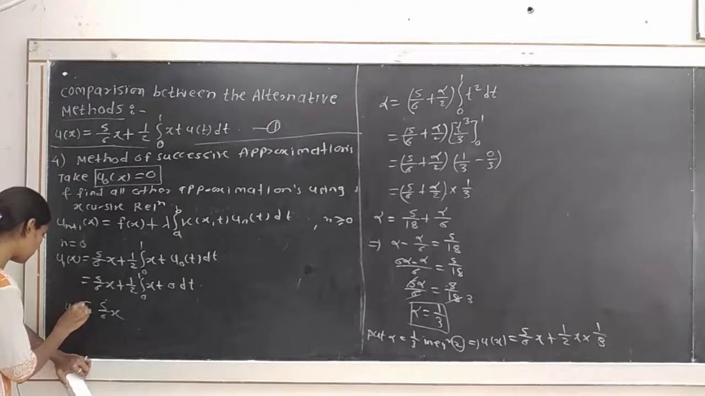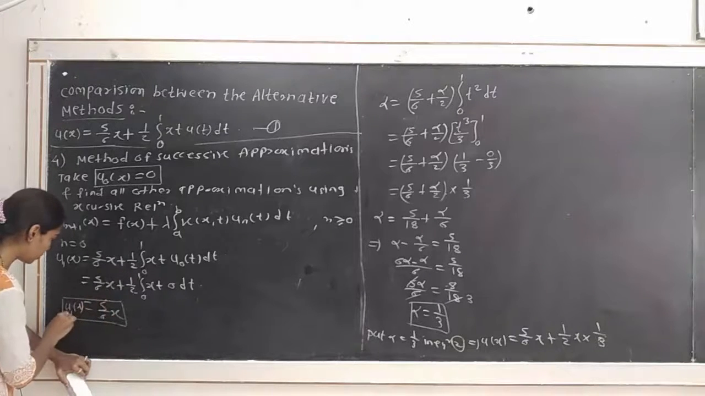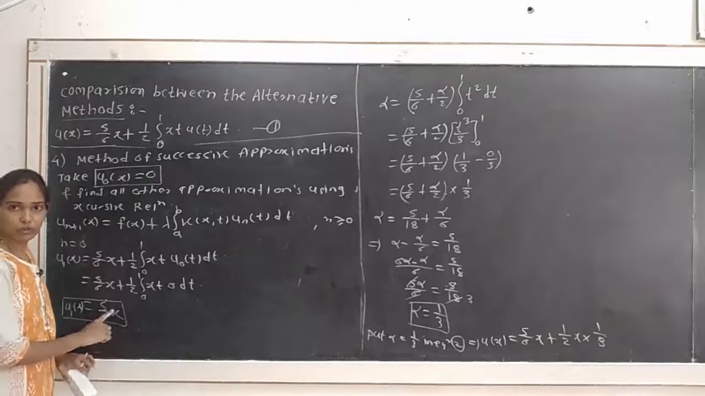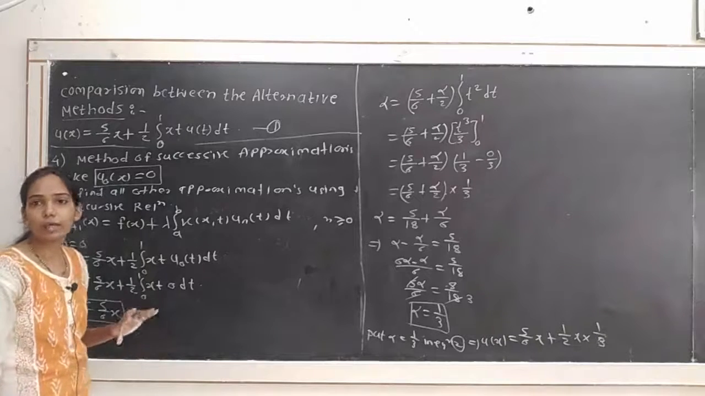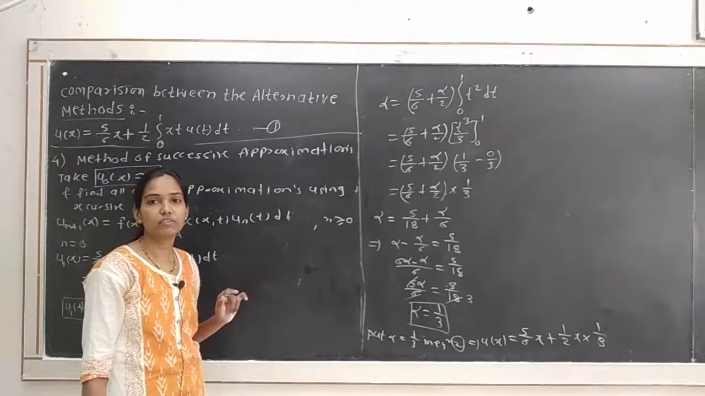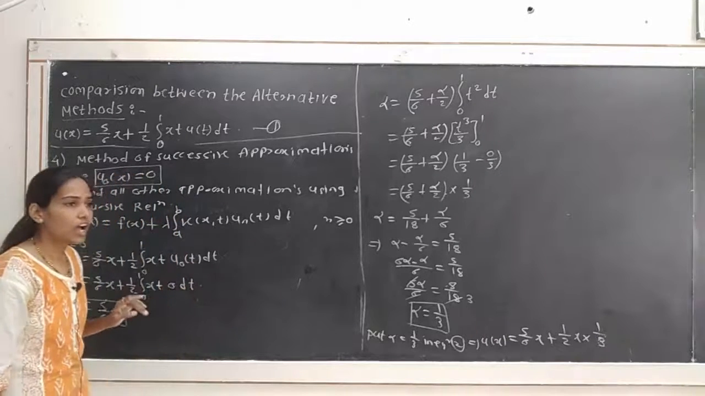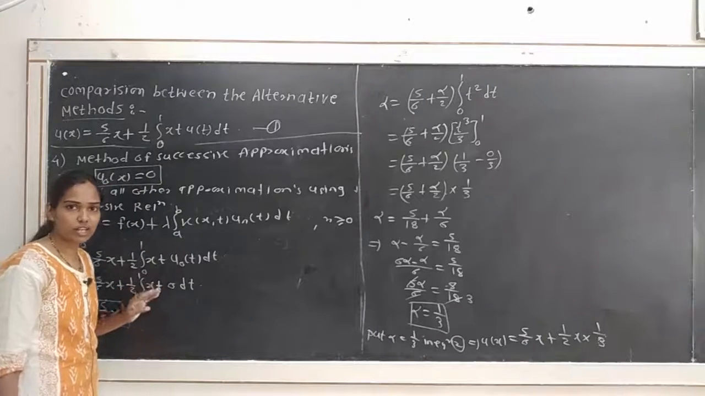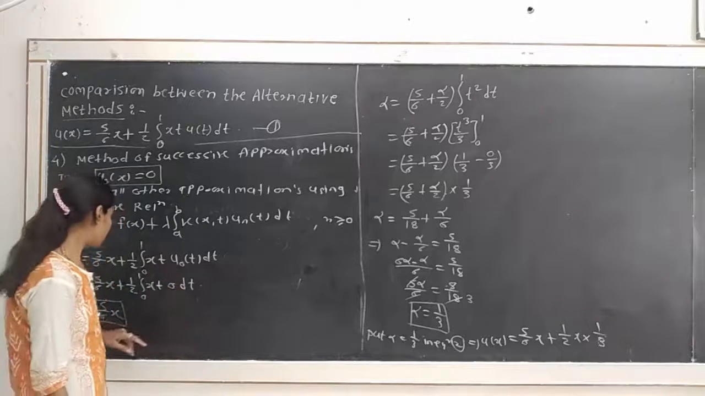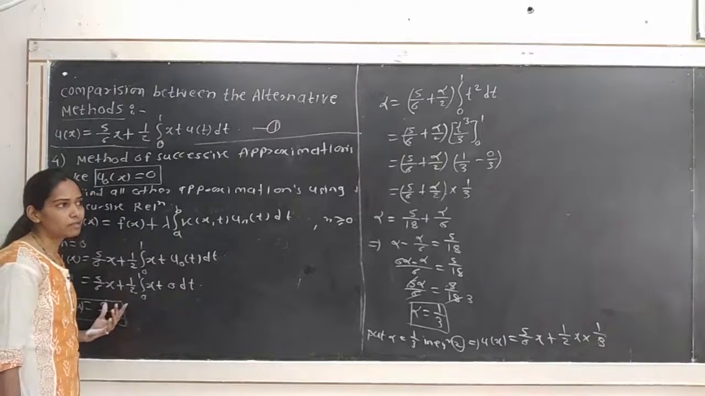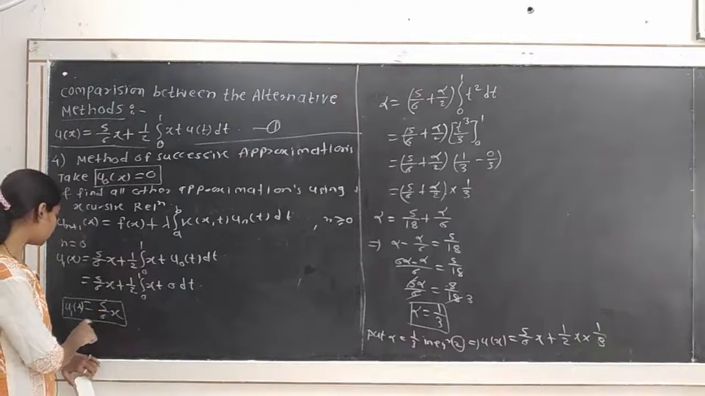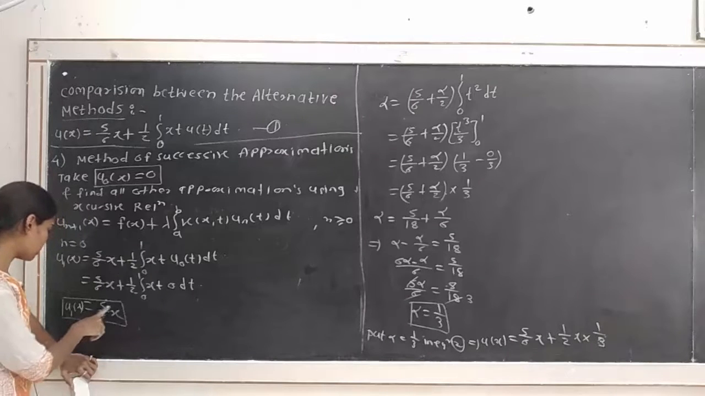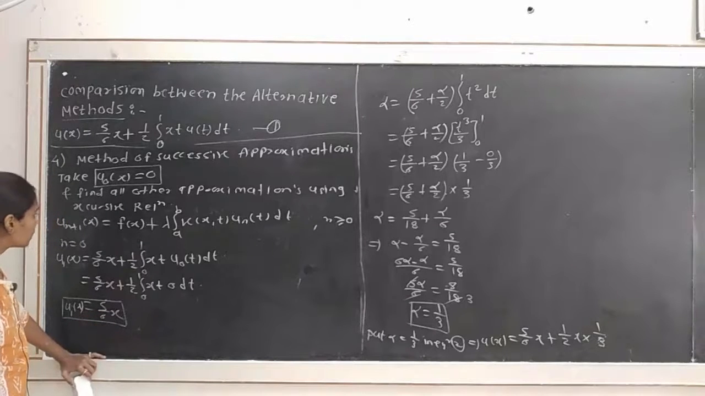So the first approximation, not component, u1 of x, will be equal to 5 divided by 6 into x. Only in the Adomian and modified Adomian decomposition, and also in the Nystrom methods, which are types of decomposition method, do we find the components, but in all other methods we find the approximation. So u1 of x is the first approximation, 5 divided by 6 into x.